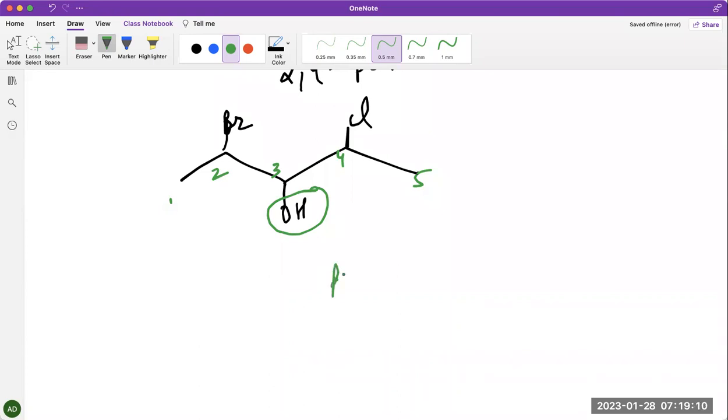Okay, so we have a pentane, right? So 5 carbons, pentane, pentan-3-ol, right? Or you could have called this 3-pentanol. That's totally fine. So pentan-3-ol, and then you have bromo and chloro. Who should be written first? Bromo should be written first, and then chloro.